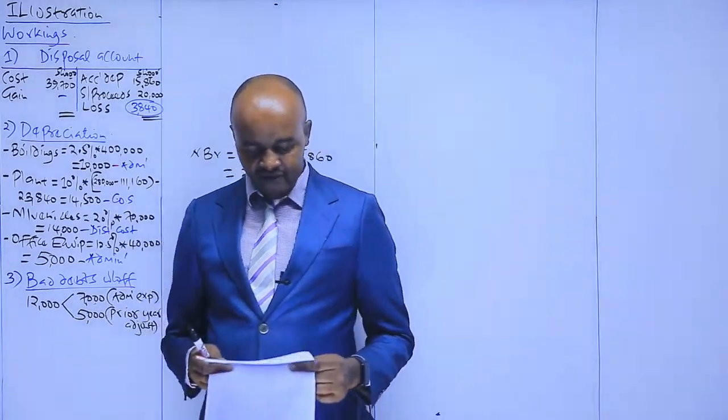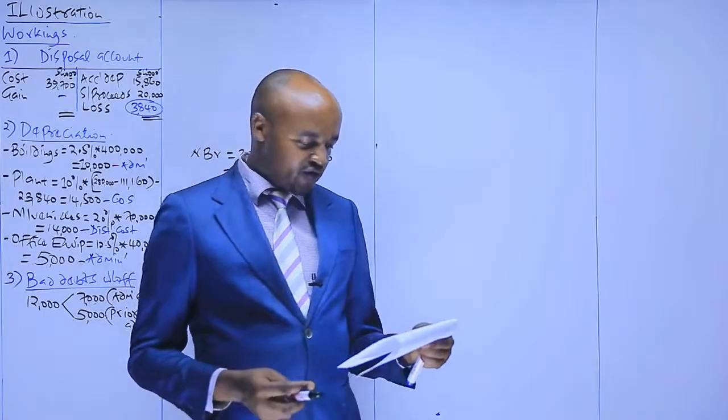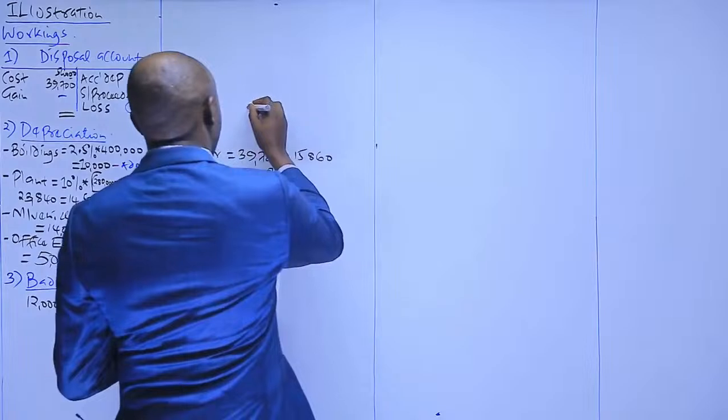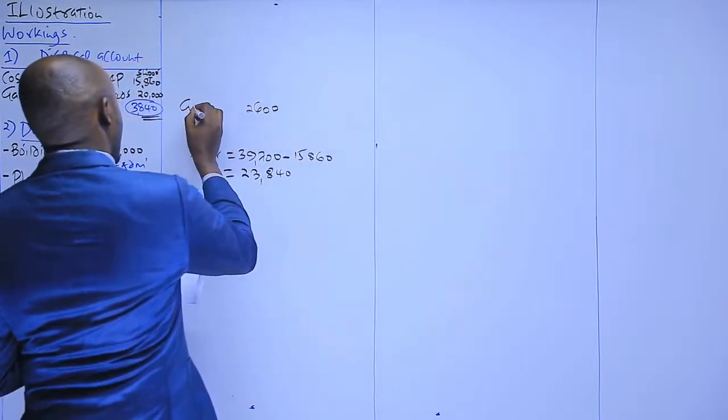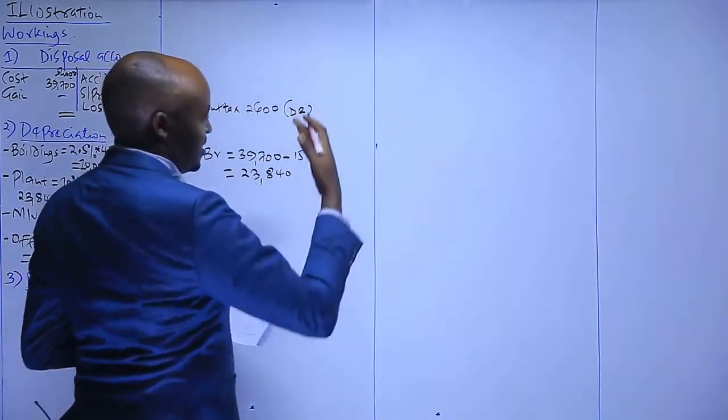So let's go to note number 4. And in note number 4, we are told the existing debit balance on the current account in the trial balance represents the under or over provision for previous year's tax. So if you go back to the trial balance, there is an item which you are given there, which is an item of current tax. That item is below the bank balance and below the deferred tax, and that item is an amount of 2600, the item of current tax, and you can see this is a debit balance. It is on the debit side of the trial balance.